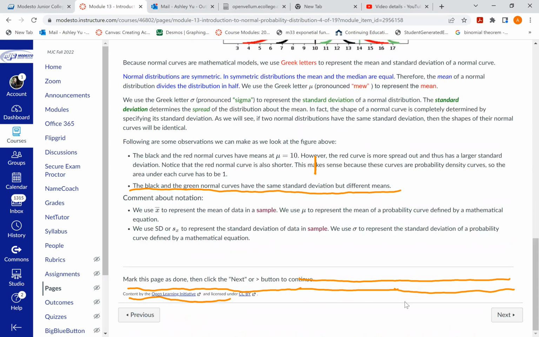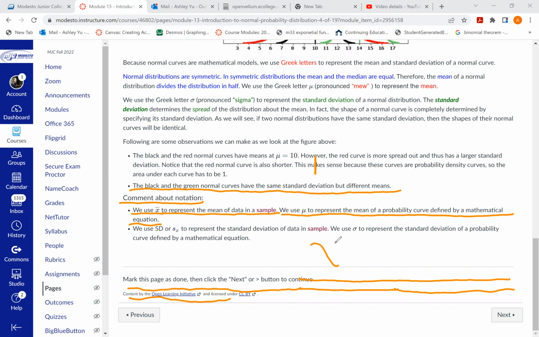Okay, and then let's comment about the notation. There's so much notation in math and statistics. That's the hard part to wrap your mind around and memorize. So we'll use X with a bar over it to represent the mean of data in a sample, but we use mu to represent the mean of a probability curve defined by a mathematical equation.